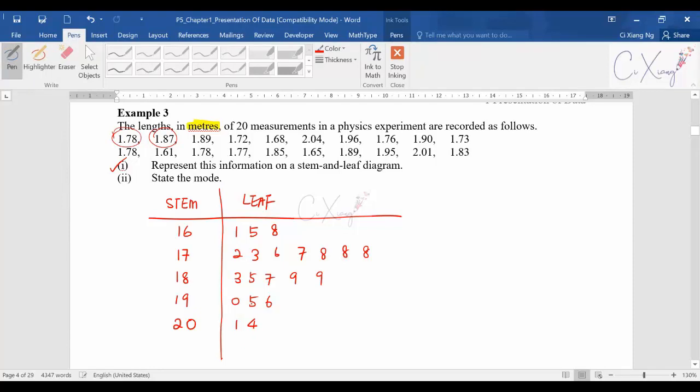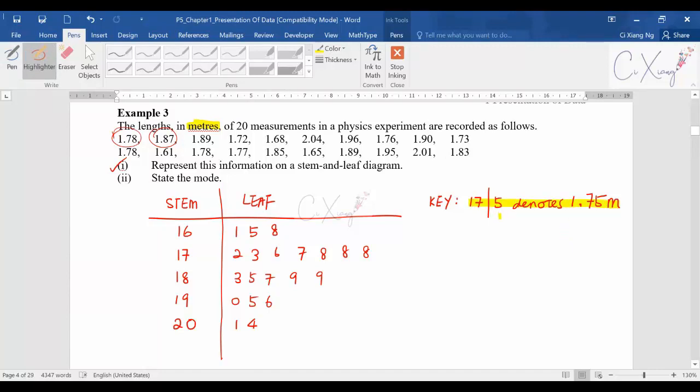Okay, so you completed your stem and leaf diagram already, and now you can put in the key. Just like I told you, because our stem is restricted to no decimal numbers and must be integers, you can explain your graph in the key part. As an example, if I write 17 stroke 5, it means 1.75 meter. So you can explain your graph by using the key.